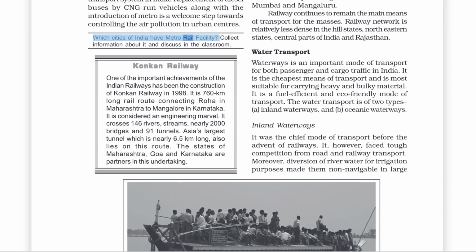Which cities of India have metro rail facility? Collect information about it and discuss in the classroom.